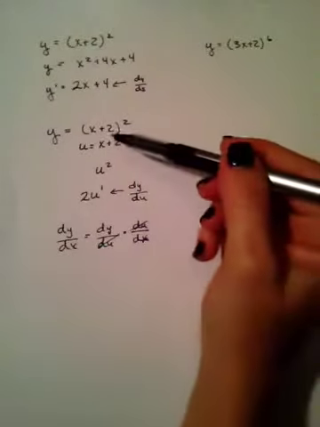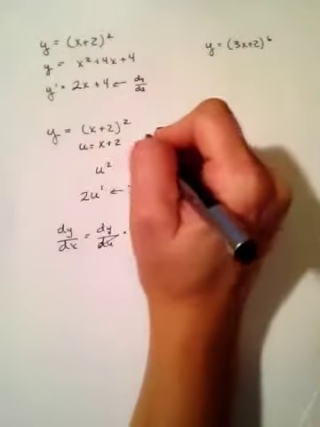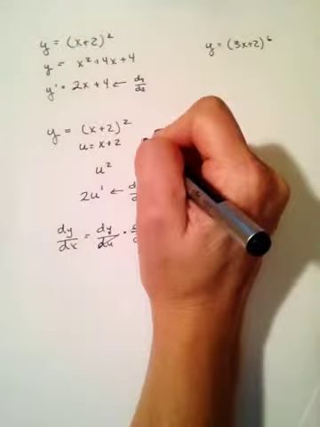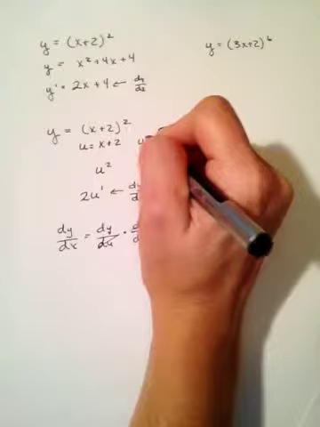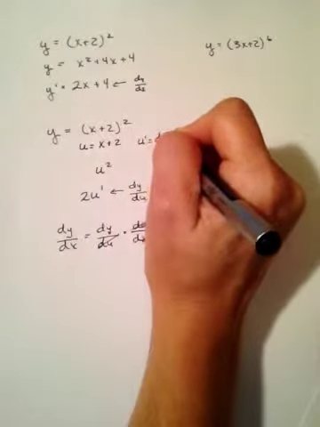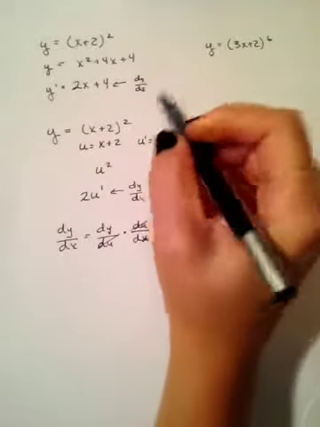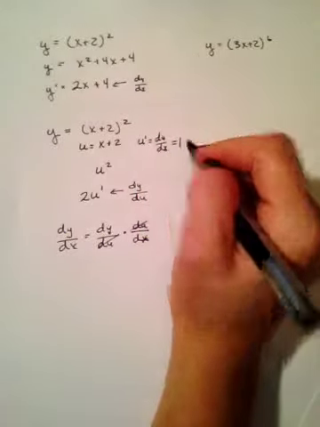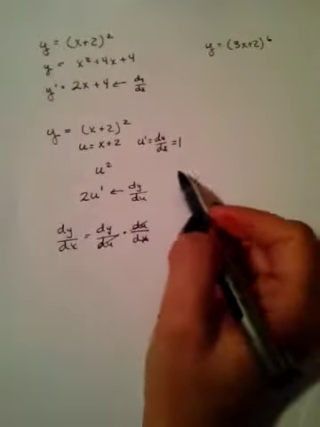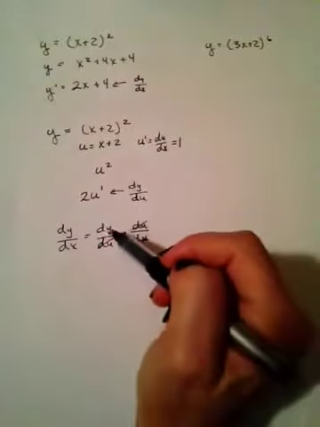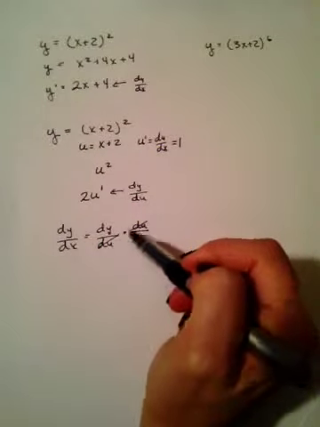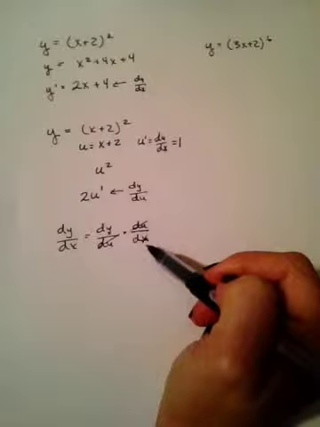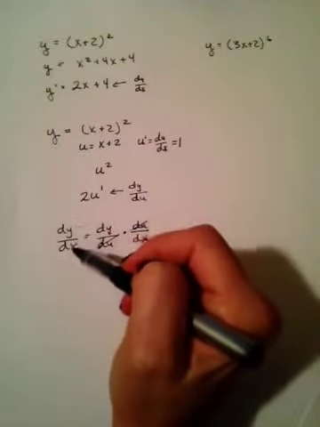We're going to identify a u, but then my next step is to actually find a u prime. So I can write it as u prime, or I can write it as du dx. And in this case, the derivative of my u is just a 1. So once I have that, I know that I can take the derivative of my y with respect to u, multiply it by my du dx, and I'm actually going to get my dy dx.